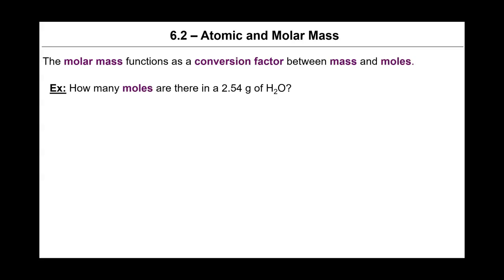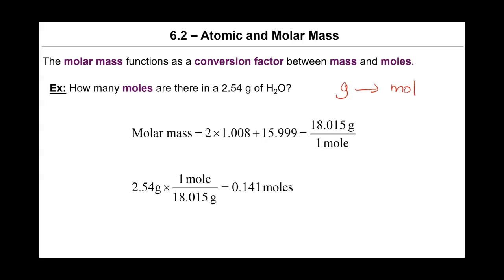So here's an example problem. It says, how many moles are there in 2.54 grams of water? And so we recognize that we're going to do a conversion from grams into moles. And to do that, we're always going to use the molar mass. So we can go ahead and calculate the molar mass. And all we did here was, just like we'd done previously, added together the masses of 2 hydrogen atoms and 1 oxygen atom, because that's what's in the formula for the compound.